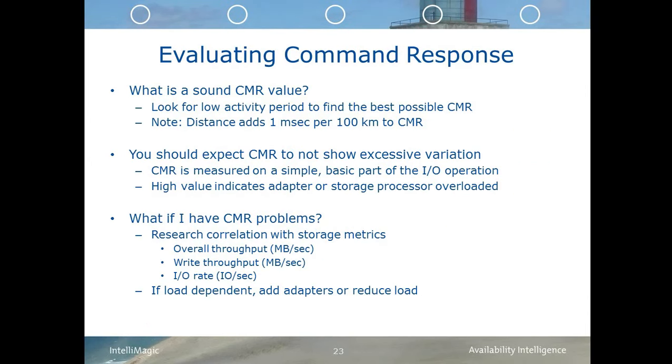So how do you know if CMR is too high? If you look at CMR values from a time period when activity to the storage box is low, this can establish a baseline. Note that distance between the host and storage will add to CMR at the rate of 1 millisecond per 100 kilometers. Generally, CMR values should be fairly stable and not show much variation. Thus, a CMR much higher than the baseline tells you something. Typically, a high value indicates that a front-end resource such as a host adapter or storage processor is overloaded. To confirm this, look for correlations between CMR and DSS throughput measures, especially write throughput.